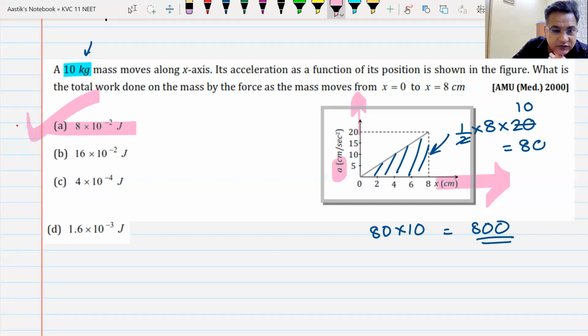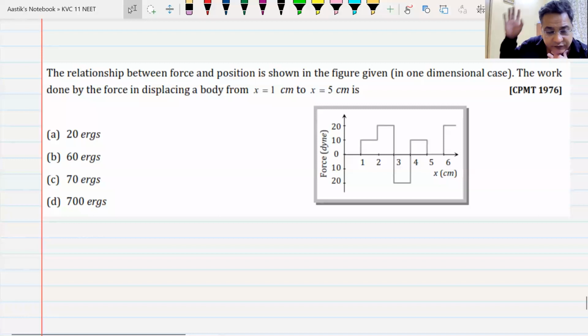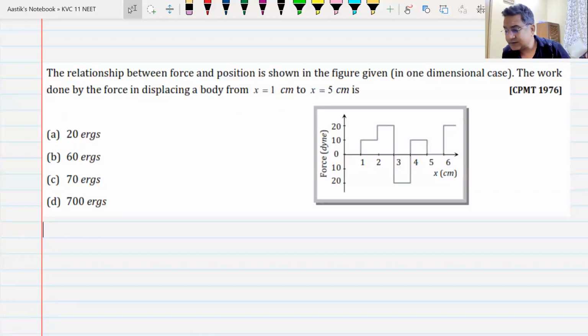So I don't worry about the unit. Remember, the CGS unit of force is dyne and the CGS unit of work is erg. And this is a question that came way back in the year 1976 about the force and displacement graph. Can you tell me the answer for this one? The relationship between force and position is shown in the figure. The work done by the force in displacing the body from 1 to 5 centimeters.